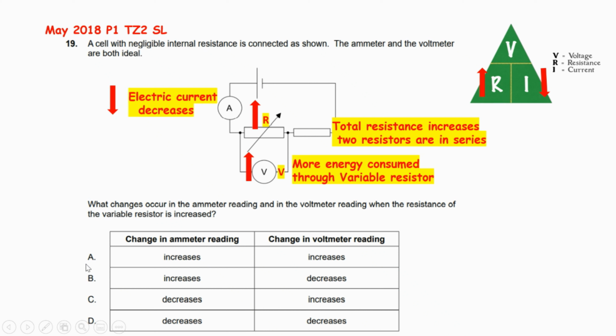The correct answer finally is C. Change in ammeter reading decreases and change in voltmeter reading increases.